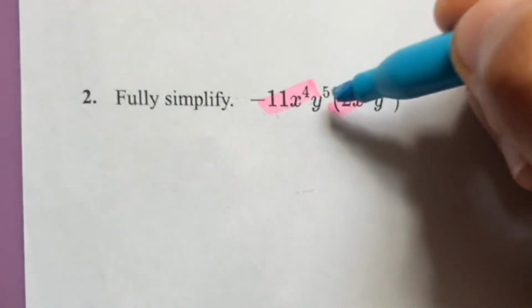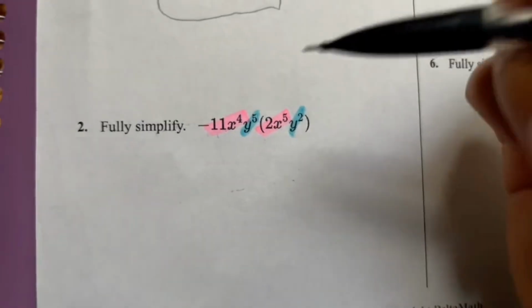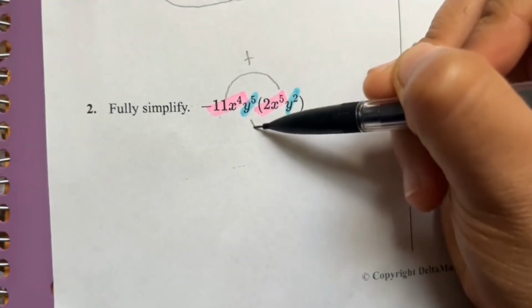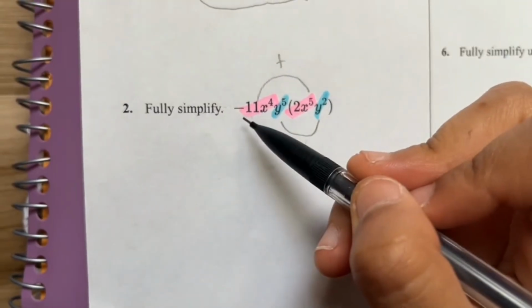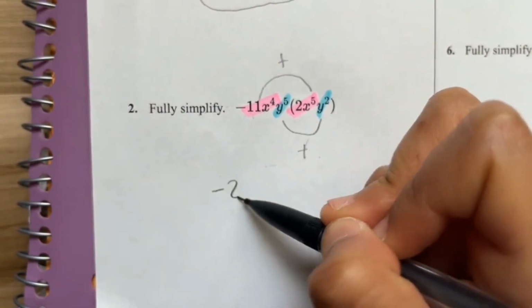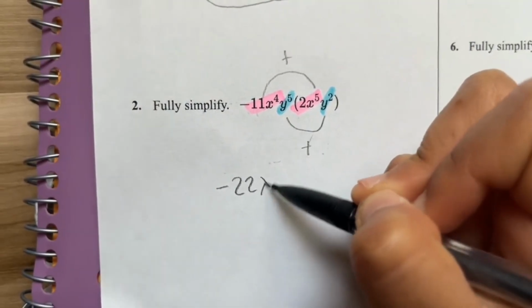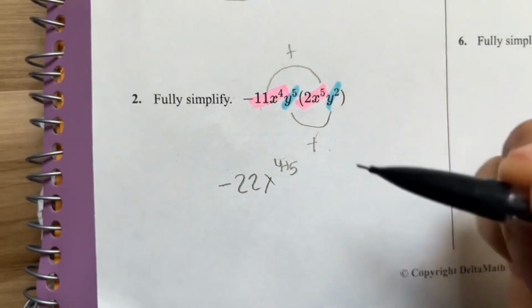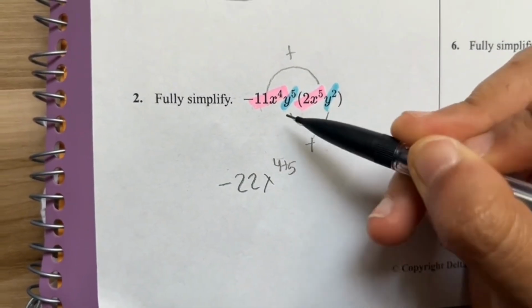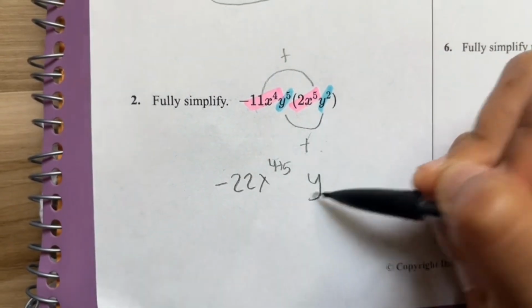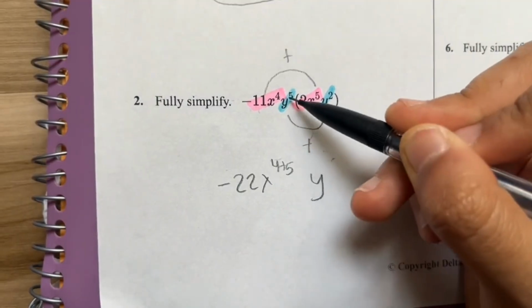Move on to the y's. Same process, multiplying them and adding them. So -11 times 2 is -22x. And then we have 4 plus 5. Here we're doing the same. 1 times 1 equals 1, but it's just y. And then again, 5 plus 2.